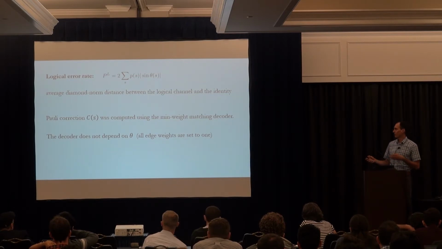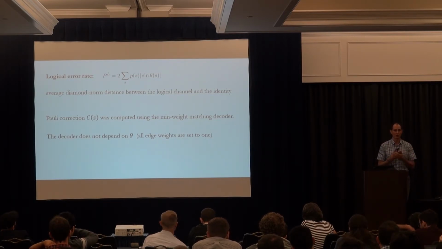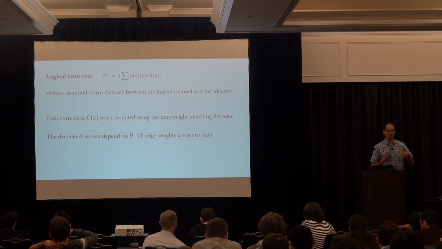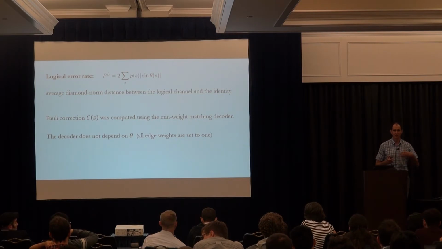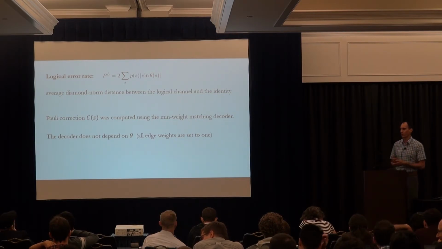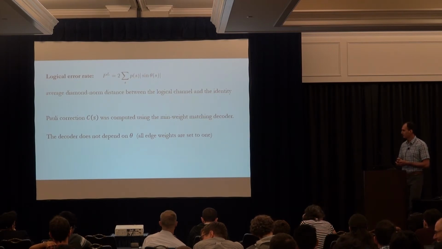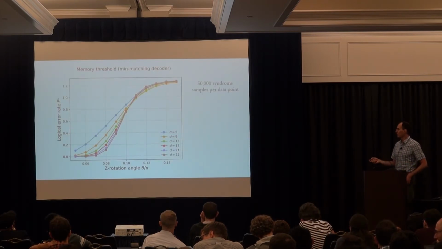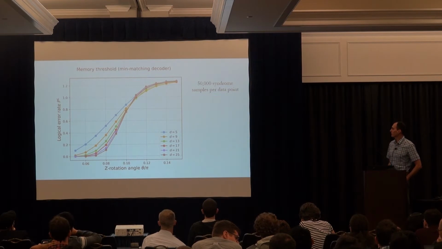If we allow the decoder to depend on theta, then in some sense this is cheating, because the optimal decoding strategy would be just to undo all rotations. But if we insist on having a decoder independent of theta, then somehow the problem becomes non-trivial. And so these are the numerical results that we got.